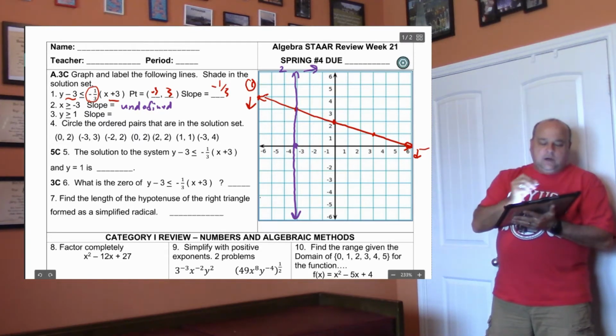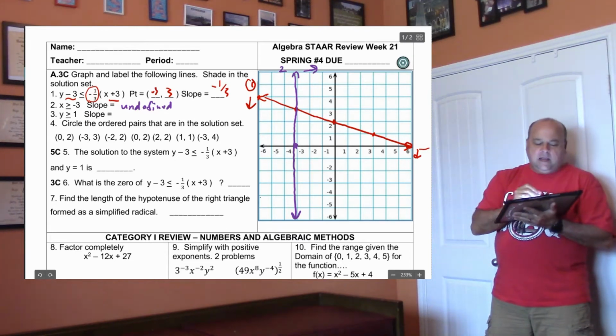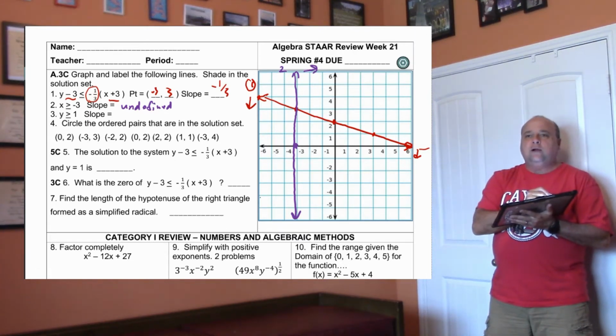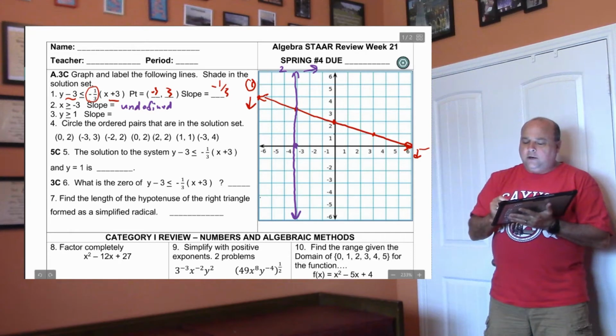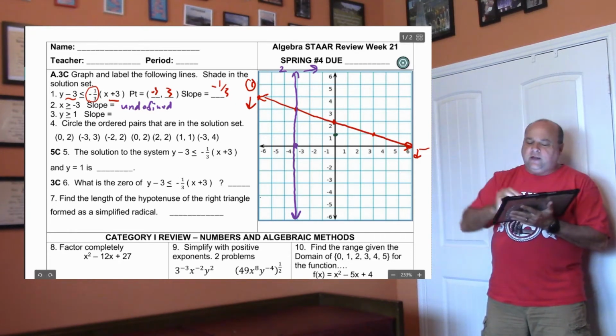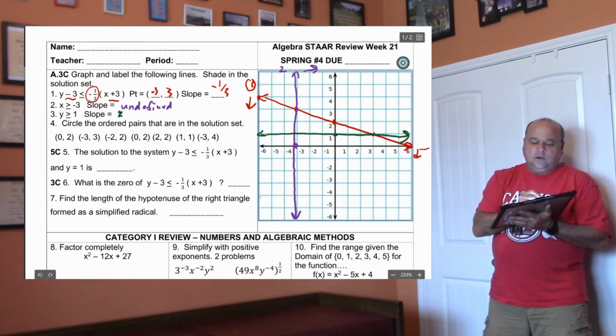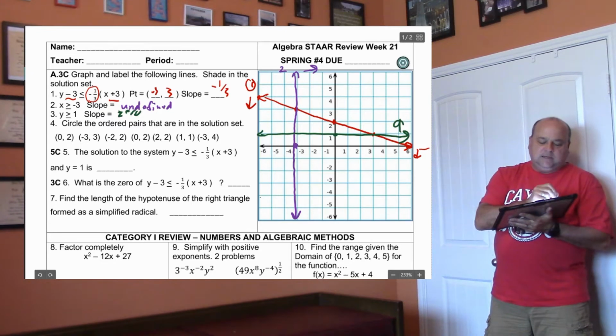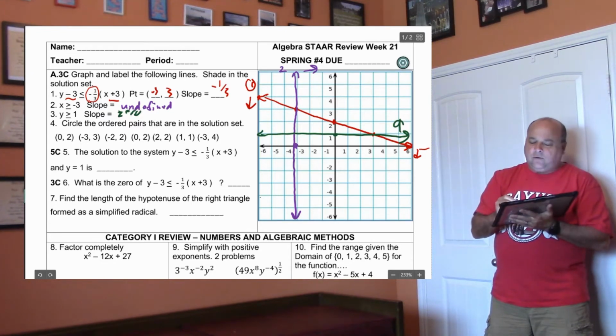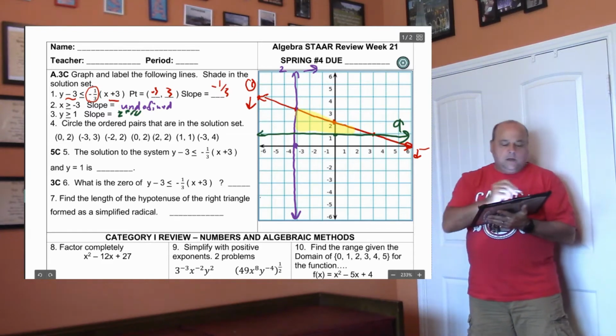Now let's do number 3 in blue. I want y greater than or equal to 1. So 1 is right here. I want it to be greater than or equal to 1. I'm going to go this way. This has a slope of 0, and I'm going to shade up. So basically, I'm shading inside that right triangle, aren't I?